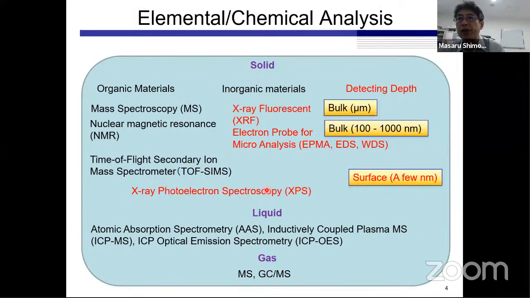This is an important point of XPS. The most important point of the table is the detecting depth. In the case of XRF, it is possible to measure micrometer-scale depth information. In the case of EPMA, the detecting depth is from 100 nanometers to 1000 nanometers. And the point is, it is very surface sensitive for XPS. The detecting depth is just a few nanometers. It's a very important point of XPS.